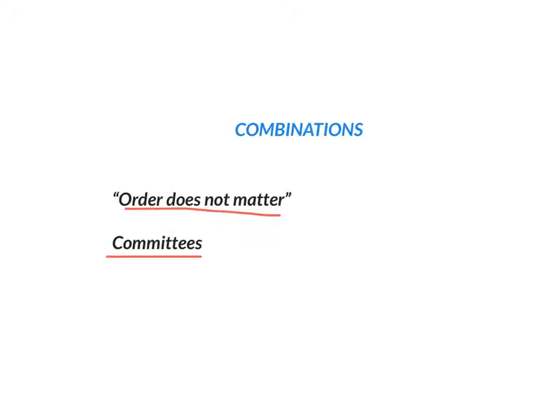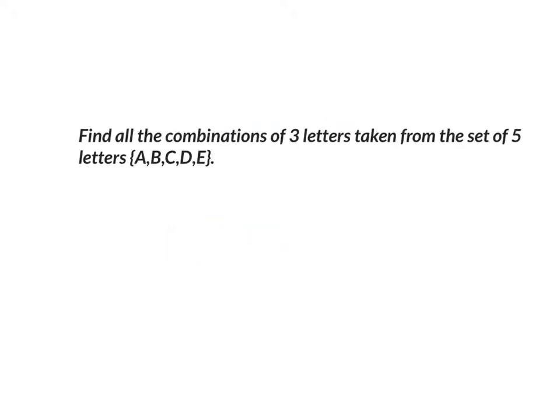We talked about all the different orders there. But when you're picking committees and things, it doesn't matter which order. Those are called combinations instead of permutations. All right. First, I'm going to show you one longhand here. It says find all the combinations of three letters taken from this set of 5. And remember, order doesn't matter.